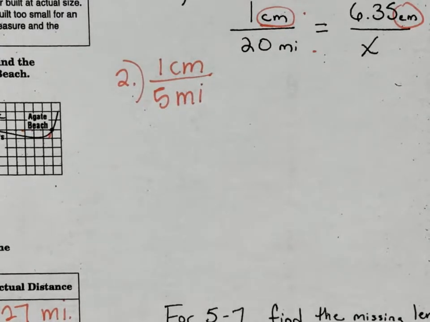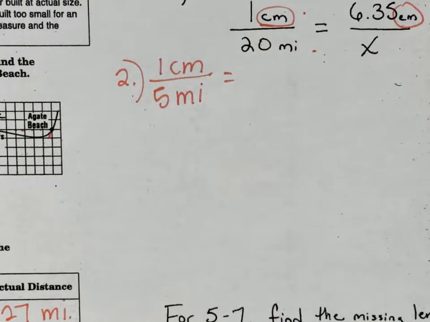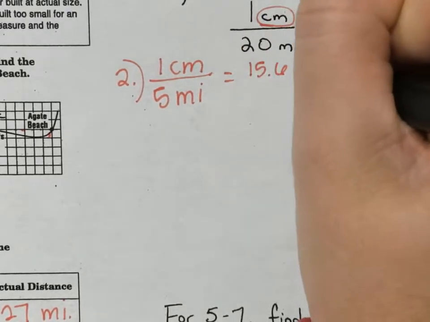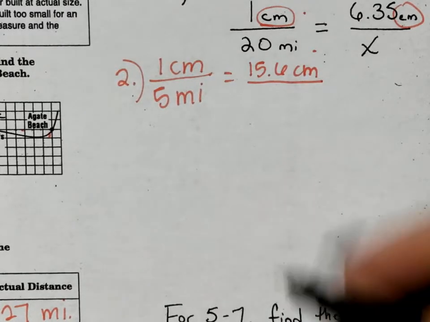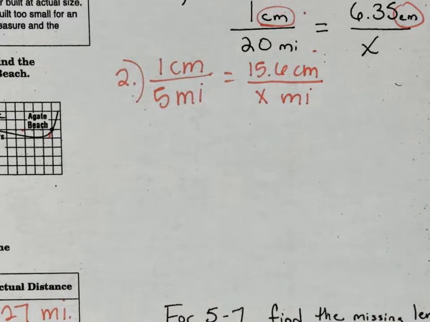Now I need to find the ratio for my actual map. So it tells me that my map distance is 15.6 centimeters. So is that going to go on top of the fraction or on bottom? On top, because it's centimeters. So 15.6 centimeters. What goes on bottom? X. Because we don't know, right? That's what we're trying to figure out. So X miles.